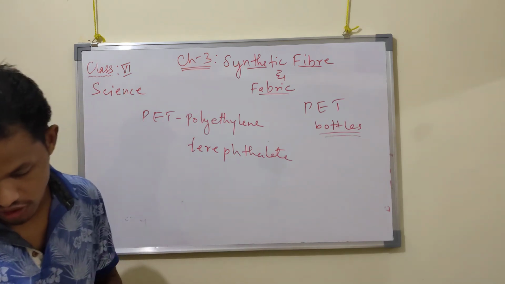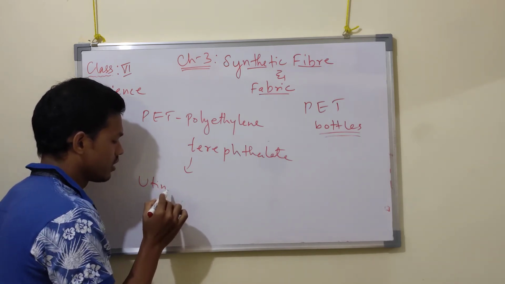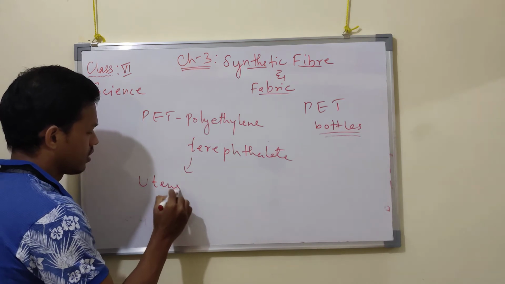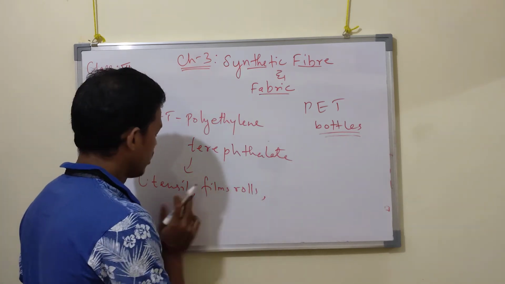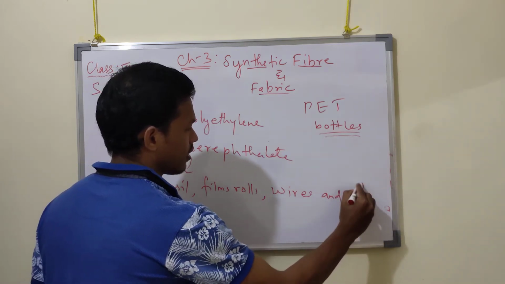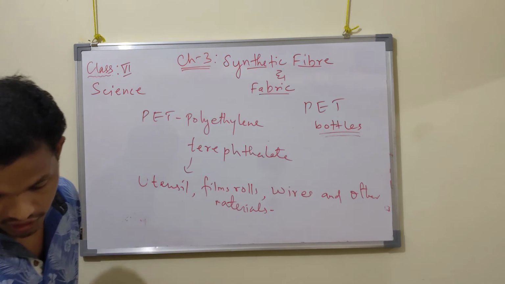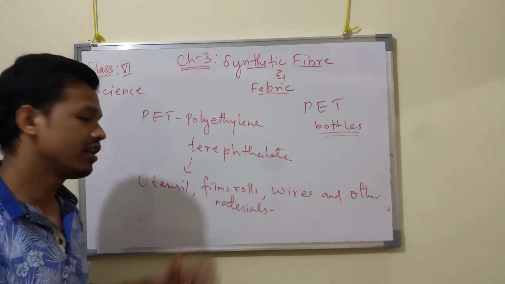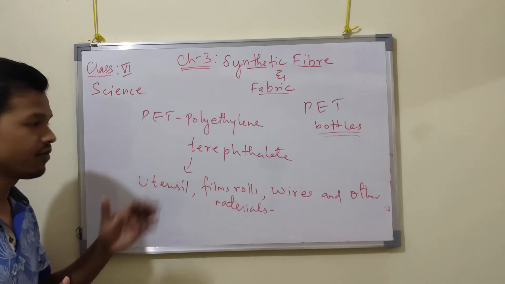What are these used for making? Utensils, films roll, wires and other materials. So this polyester is used for making utensils, films roll, wire and other materials. Films roll means very thin foils. Thin foils are used for packing food materials. Got it now? Utensils are also made with the help of this polyester, which is a synthetic fiber.